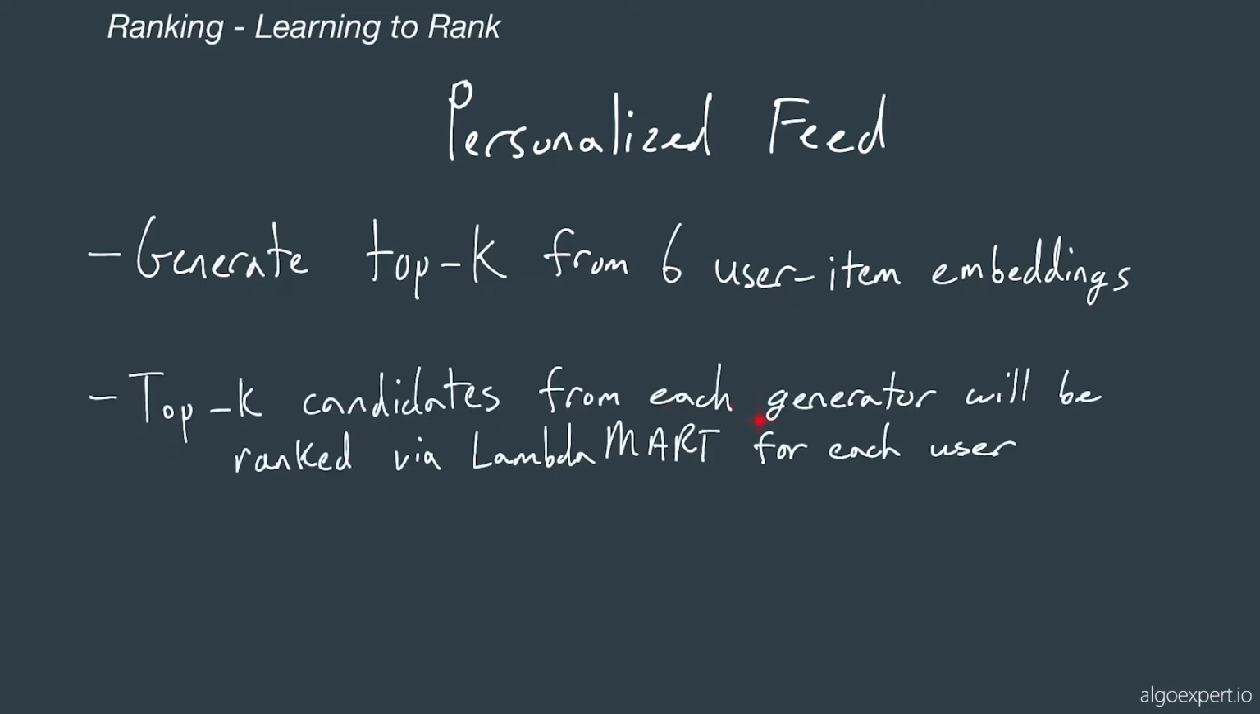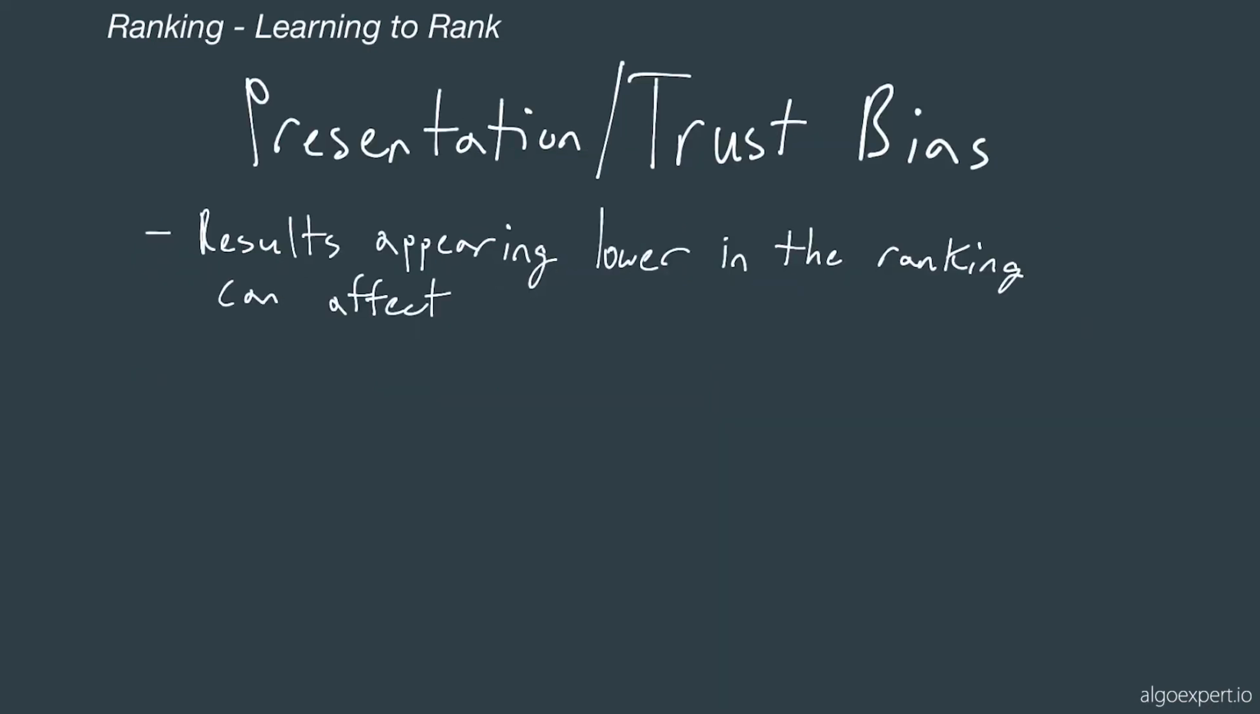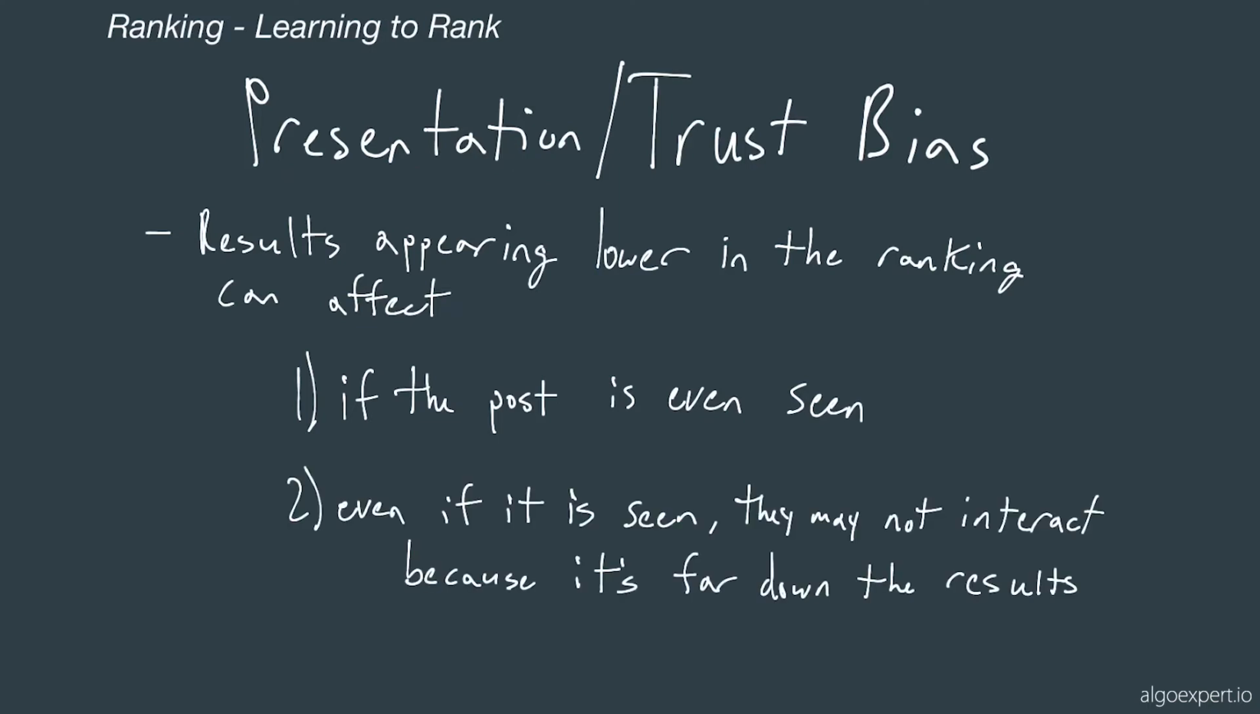Second, the top K candidates from each of those generators will be ranked via LambdaMART. Finally, we have to debias our clicks. Our clicks are going to be susceptible to presentation and trust bias. Basically, the results appearing lower in the ranking can affect 1, if the post is even seen, that's presentation bias, and 2, even if it is seen, the fact that it occurs lower in the list could make the user not trust that result and not click on it. This could be more relevant in search engines. However, it could carry some weight in terms of our feed that we generate for the users.